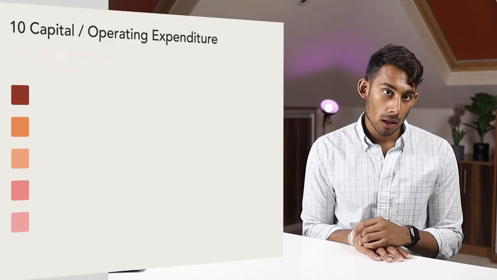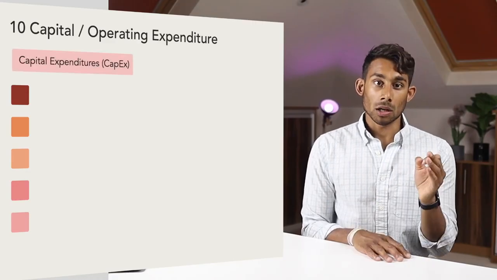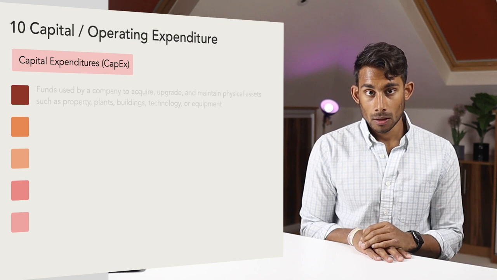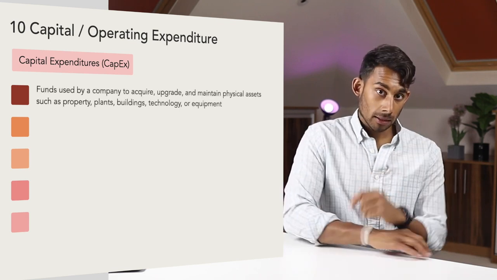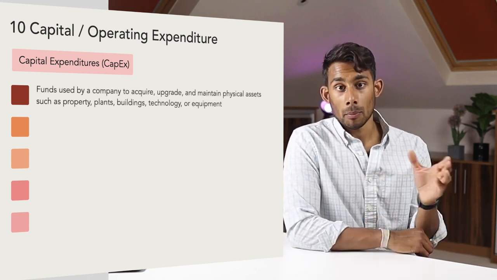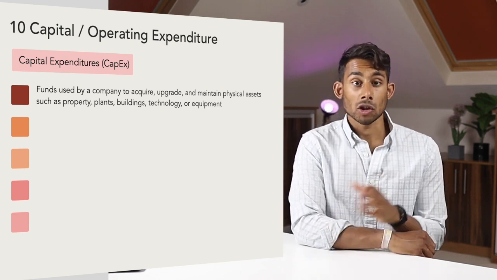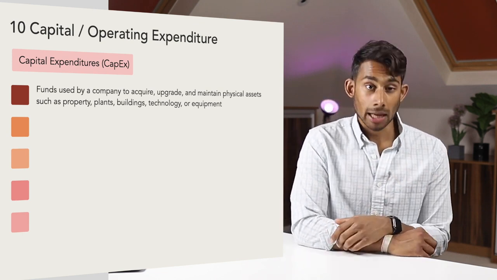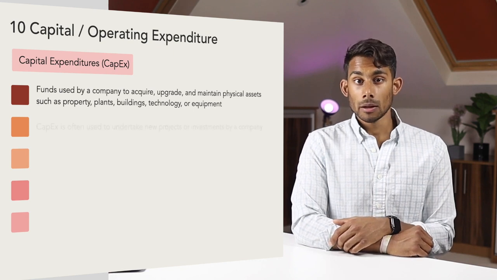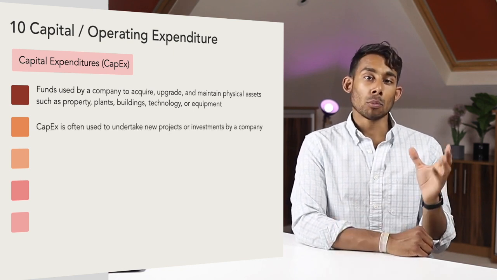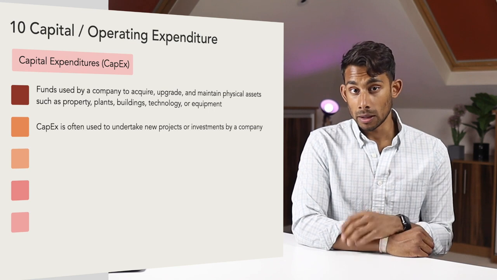Number 10, capital and operating expenditure. Firstly, capital expenditure, which is known as CapEx. Capital expenditure, CapEx, are funds used by a company to acquire, upgrade, and maintain physical assets such as property, plant, building, technology, or equipment. CapEx is often used to undertake new projects or investments by a company.